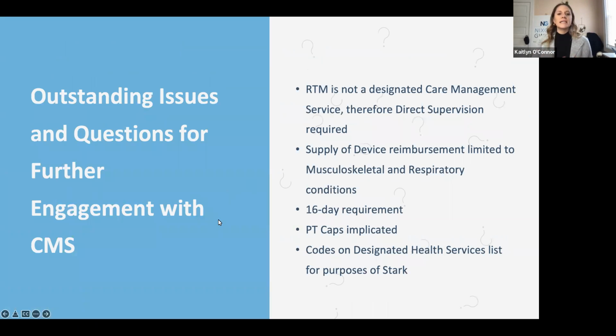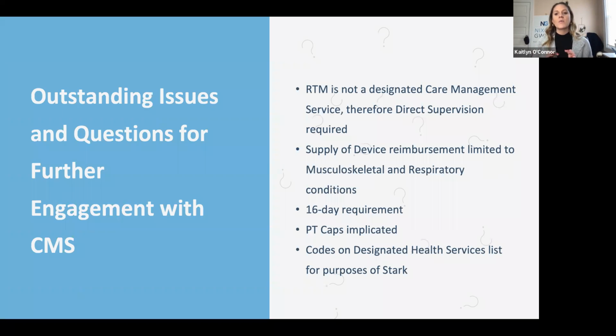Okay, so outstanding issues that are ripe for communication and further engagement with CMS and with the American Medical Association. Just a quick note, if you don't know, the American Medical Association, or the AMA, is the body that actually creates CPT codes, and then CMS will review those CPT codes that the AMA creates each year and decide which of the codes to adopt.